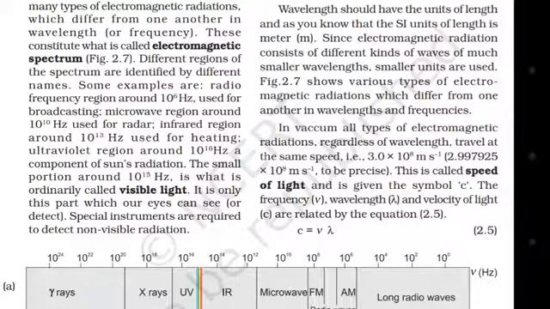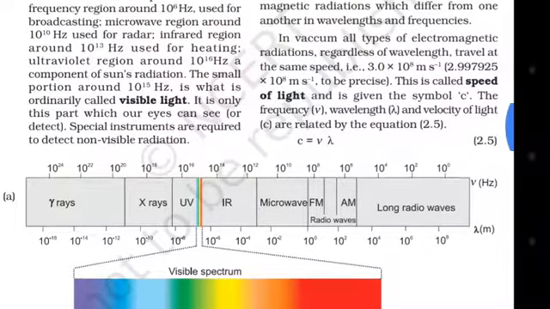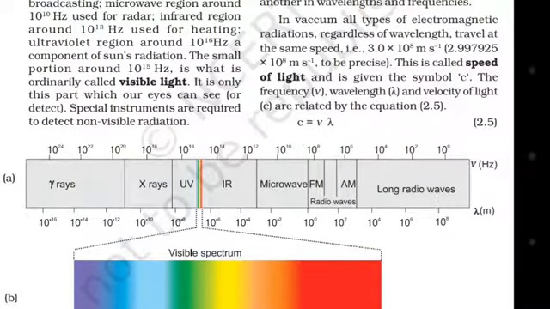Since electromagnetic radiation consists of different kinds of waves of much smaller wavelengths, smaller units are used. Figure 2.7 shows various types of electromagnetic radiations which differ from one another in wavelengths and frequencies. In vacuum, all types of electromagnetic radiation, regardless of wavelength, travel at the same speed, that is 3.0 × 10^8 meters per second, or 2.997925 × 10^8 meters per second to be precise. This is called the speed of light, and is given the symbol c.